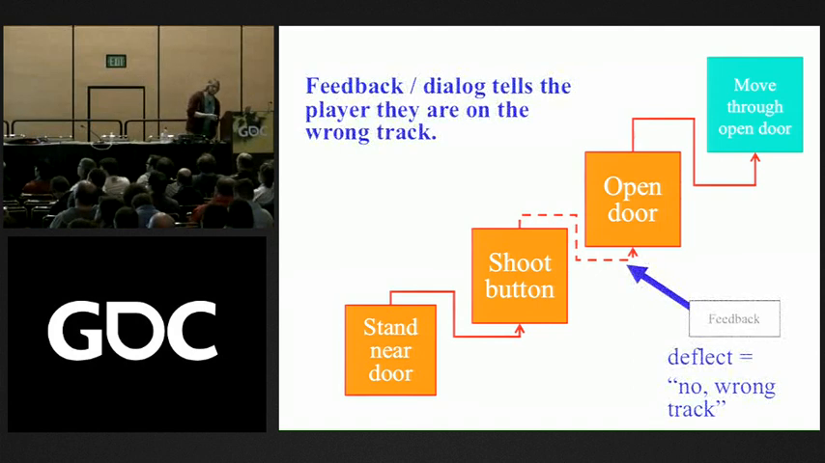And so this is where we need to apply that negative feedback we talked about. This is where the game needs to tell the player somehow, as clearly as possible, no, that's not right. The player has asked, can I shoot this button to open the door? And the game needs to say back to them, no, you cannot.